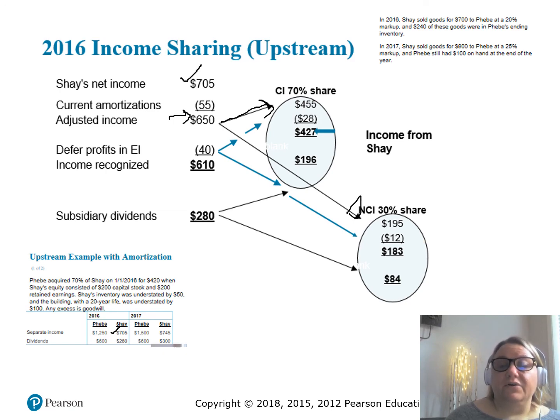Okay, let's look at the deferred profits. All right, the deferred profits. This is from our ending inventory, okay? So our ending inventory becomes the following year's beginning inventory. And those will be broken out between controlling and, again, non-controlling here. And then that is our income recognized. And then of course, you all already know how to do dividends. I don't even need to show you, right? Sub dividends broken out between the two. Okay.